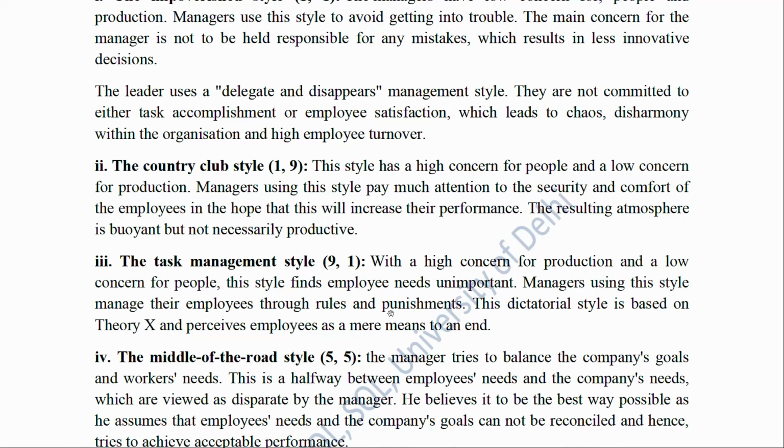Third, the task management style 9,1. With a high concern for production and a low concern for people, this style finds employee needs unimportant. Managers using this style manage their employees through rules and punishments. This dictatorial style is based on theory X and perceives employees as a mere means to an end.